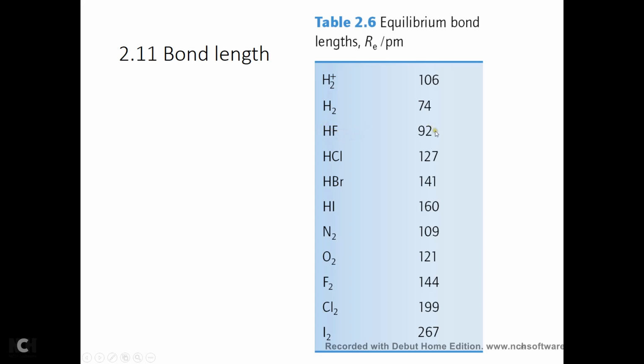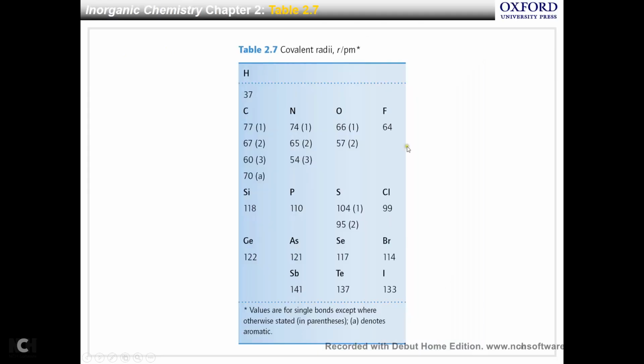When you have a stronger and shorter bond and use this number, we get a shorter fluorine atomic radius. Again, if you use 92 minus 37, you get 55. If you use this one divided by 2, you get 72. So that's right here. How do we determine the atomic radius of carbon?